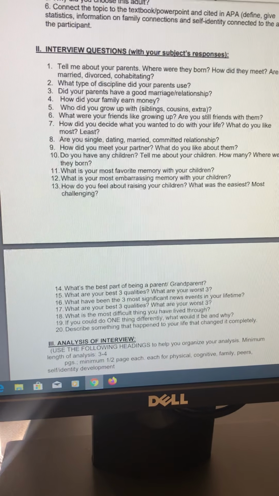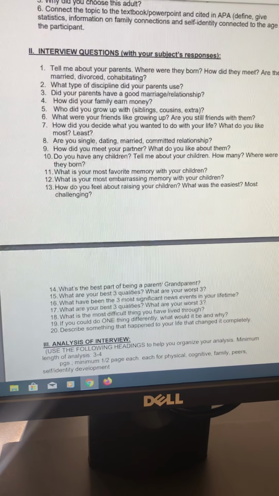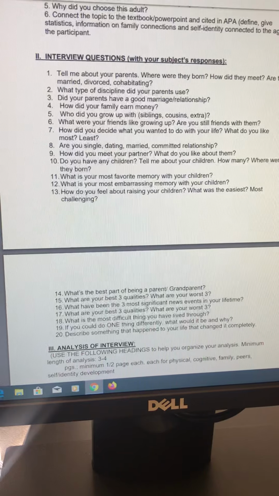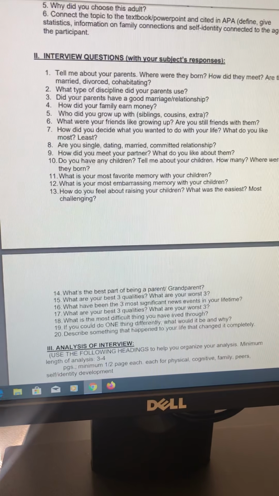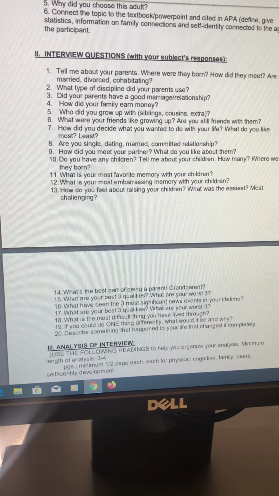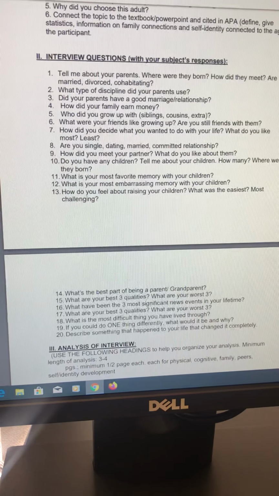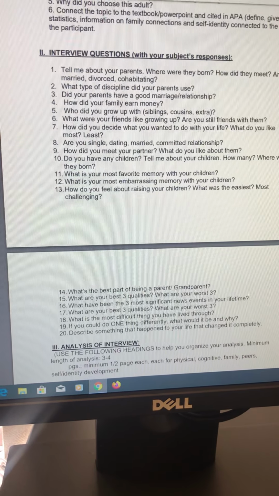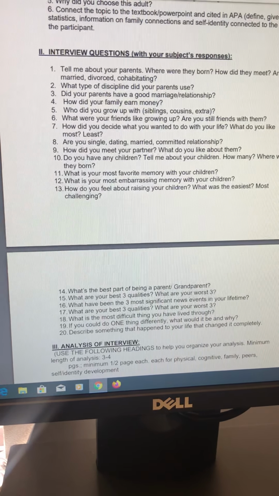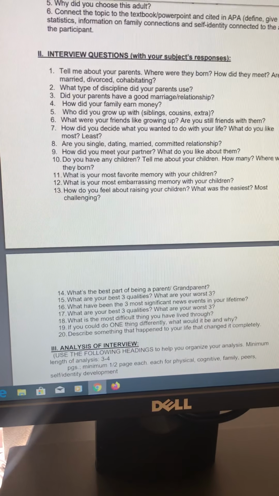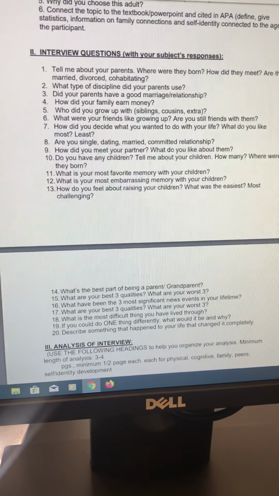When you're writing the summary part of your observation interview questions, I don't want you making up your own interview questions. I have 20 interview questions that are specific for you. If the person does not have children, some of them might not work for them, and that's fine. You'll still have enough information to write about.